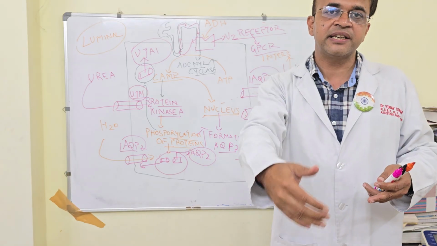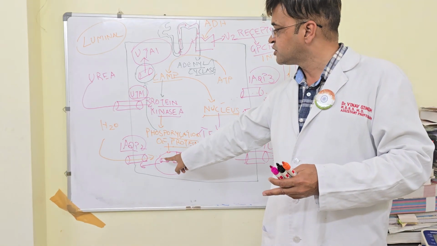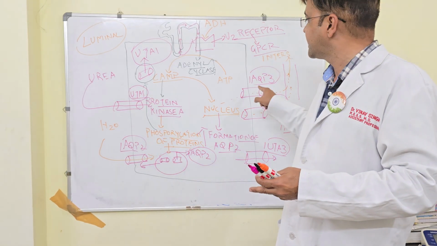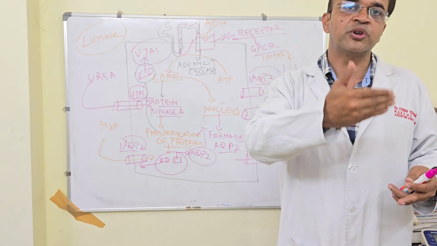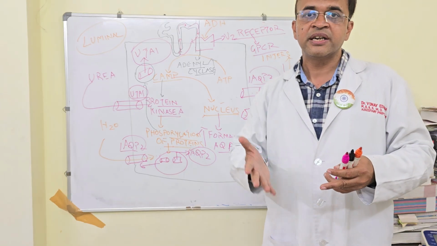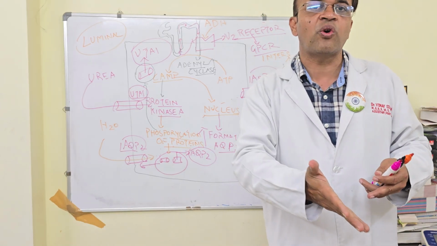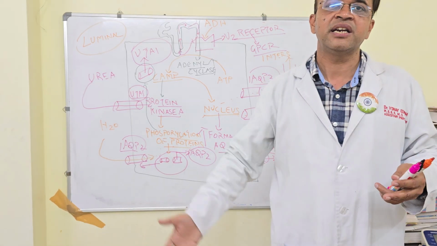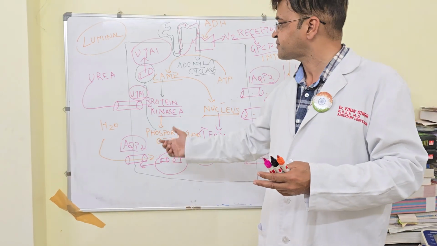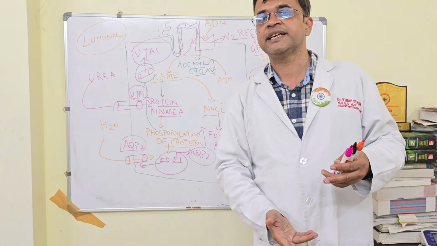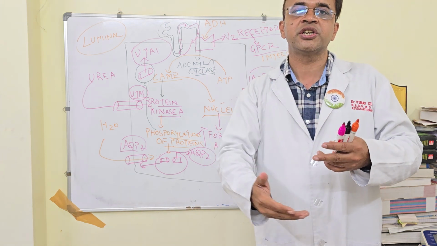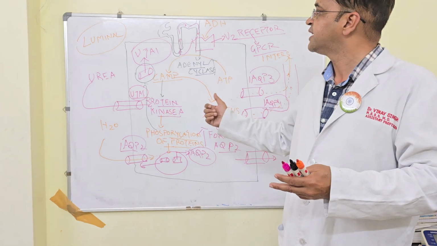On the luminal side, the water will get reabsorbed through these aquaporin 2 channels and will exit the cell into the interstitium with the help of aquaporin 3 and aquaporin 4. This water will ultimately reach the vasa recta through bulk flow and osmosis. The cyclic AMP will also act on the nucleus and cause increased formation of aquaporin 2 channels.